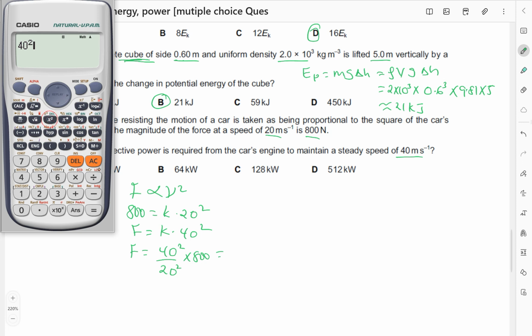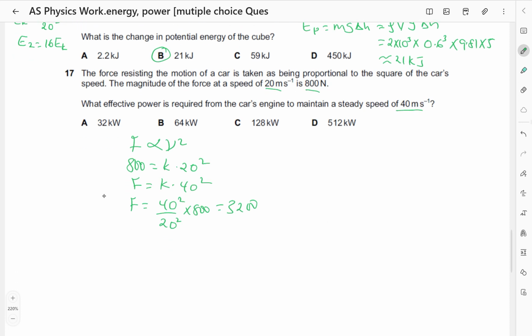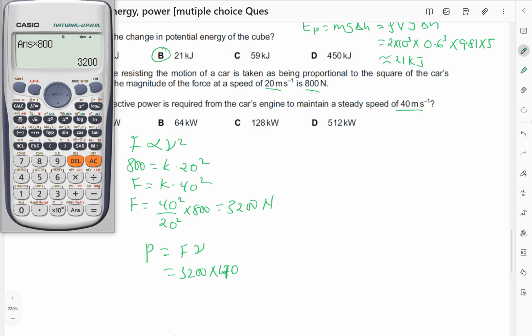So 40 squared divided by 20 squared times 800. That is 3,200. So the force required to maintain a steady speed of 40 is 3,200, but we want power. So power for that force is force times velocity, which will be equal to force 3,200 times the velocity, which is 20. No, it is 40. So 4 times 32. So that is 128,000.